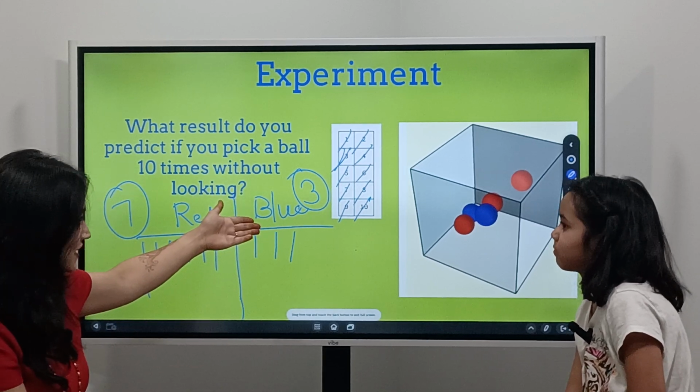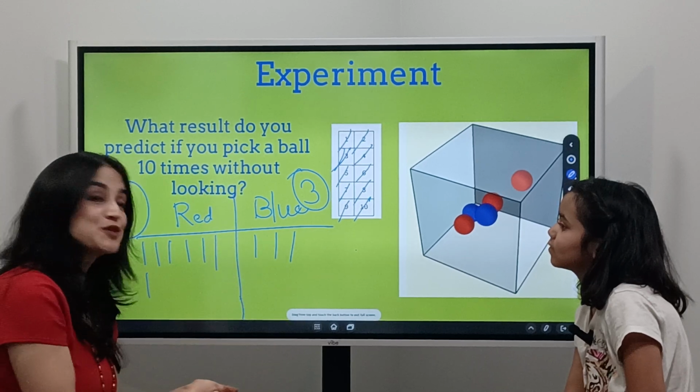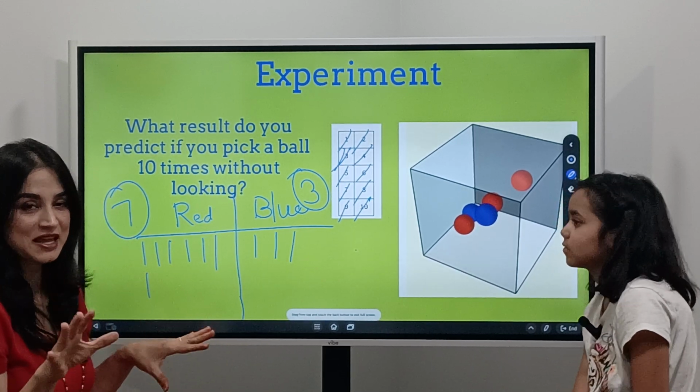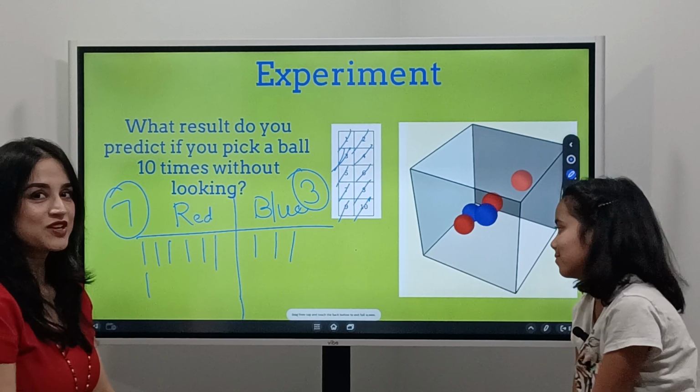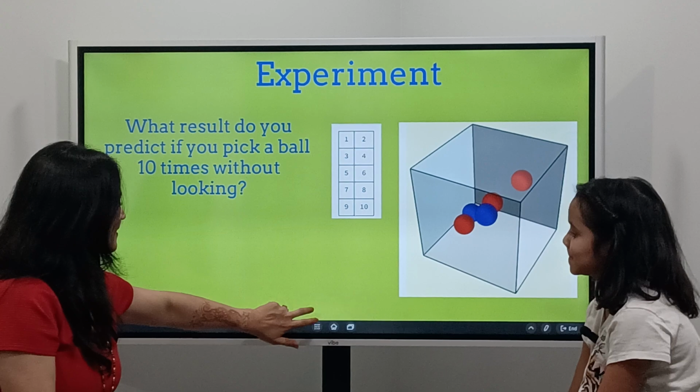And blue we got 3 times. And if you do it the next time, it will be different. It's not going to be the same. You can do that at home. Have a fun experiment.